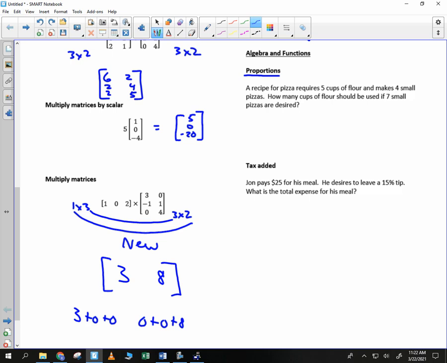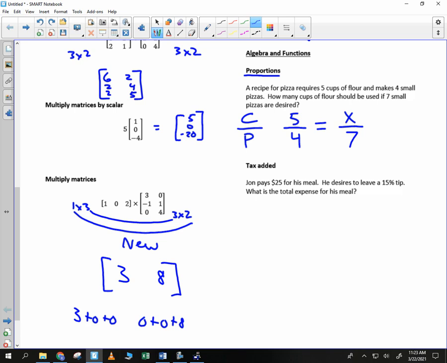Just about every practice ACT that I go through leads me to at least 2 or 3 proportions. And I try to make it very simple. Cups divided by pizza. I always set up 2 variables right away. The number of cups is 5, and it makes 4 small pizzas. That's going to be equal to a certain number of cups divided by 7 pizzas. So notice pizzas go on the bottom, cups goes on the top. If you flipped it, that's fine.